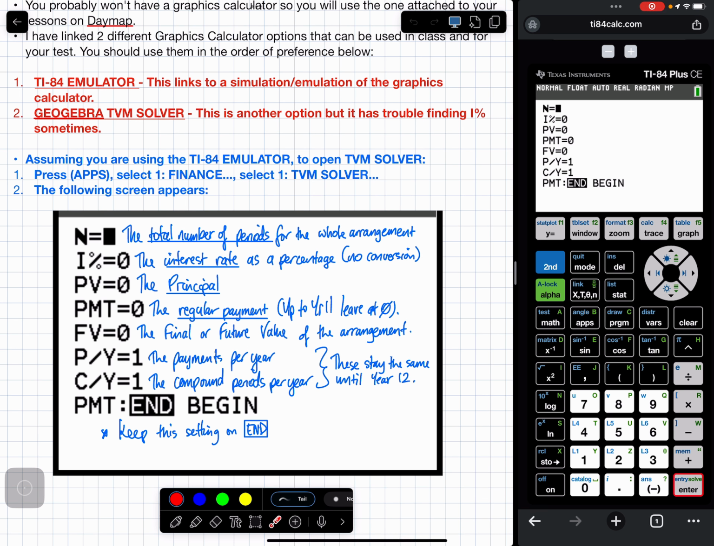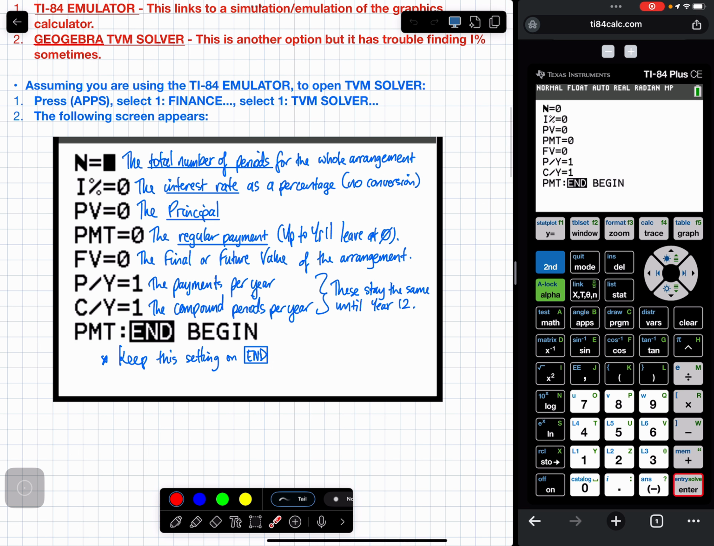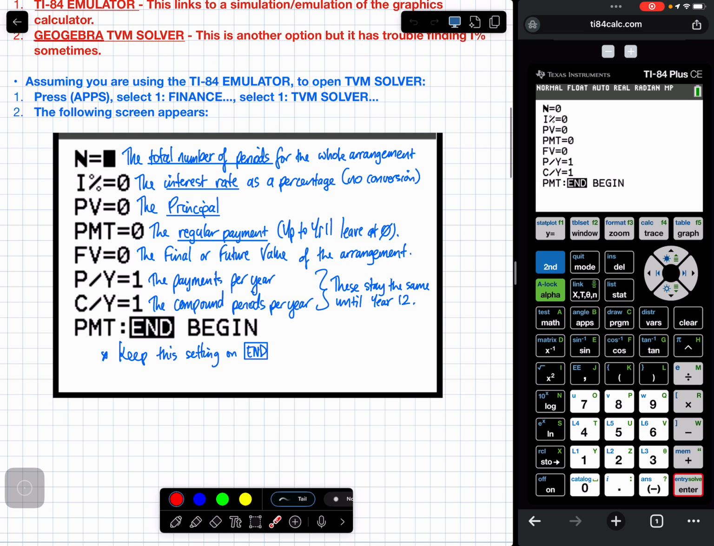So I need to show you, what do these variables mean? I'm saving you writing the notes down. They're here. What does N stand for? It's the total number of periods for the whole arrangement. So if I was compounding monthly, 12 times a year, and I did it for 5 years, that would be 60 periods in total. I is the interest rate.